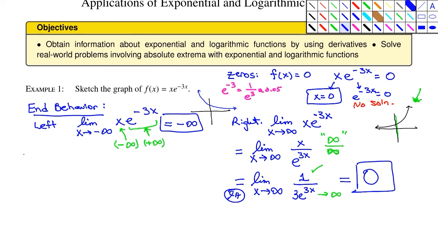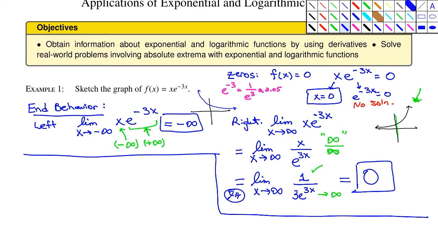On the left side, it's going to go down toward negative infinity. On the right side, it's going to level off to 0. This is a horizontal asymptote in that case.